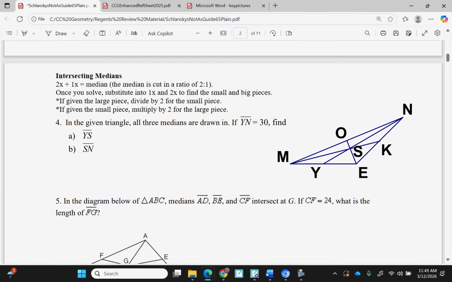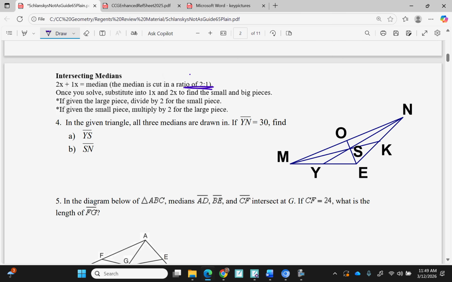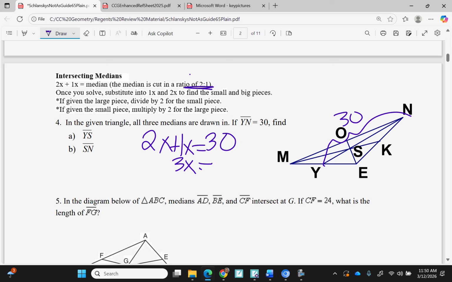Intersecting medians. Whenever you have medians intersecting, they form what's called a centroid. The answer is they are cut in a ratio of 2:1. So whenever we see intersecting medians, we do 2x plus 1x equals whatever the median is. So here it says that YN is 30. So it's 2x plus 1x equals 30. 2x plus 1x is 3x. I solve it. X is 10.